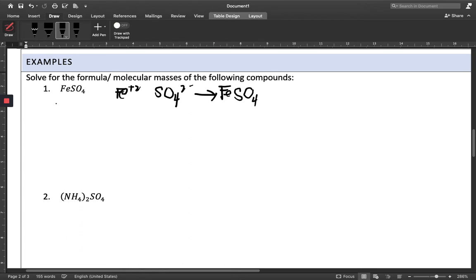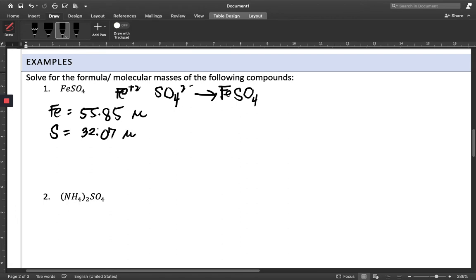Alright, so once you have Fe now, the atomic mass for Fe is 55.85. By convention, let us just round off the atomic masses to the second decimal place. This is atomic mass, represented by the Greek letter mu. And then there is also sulfur, which has a mass of 32.07. That's our mass for sulfur.